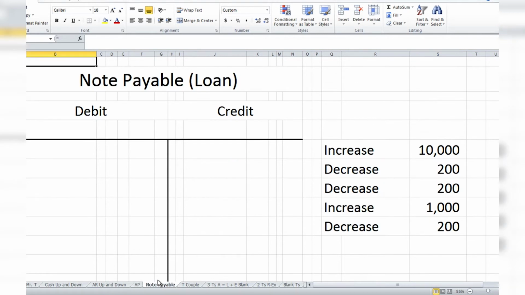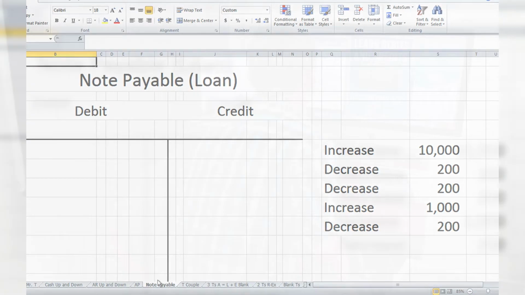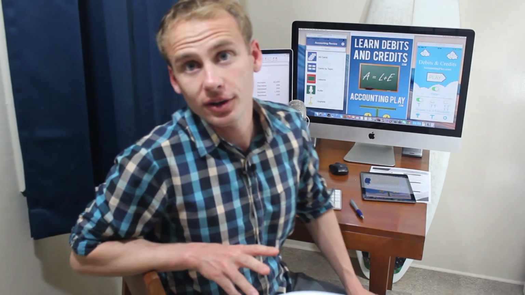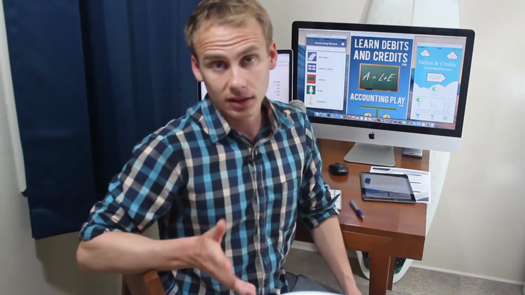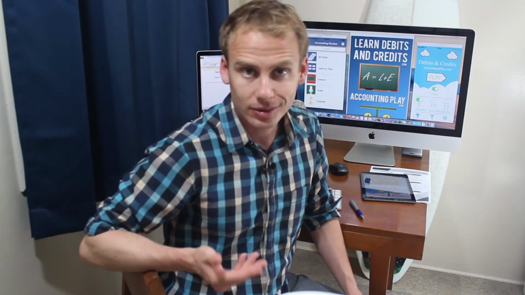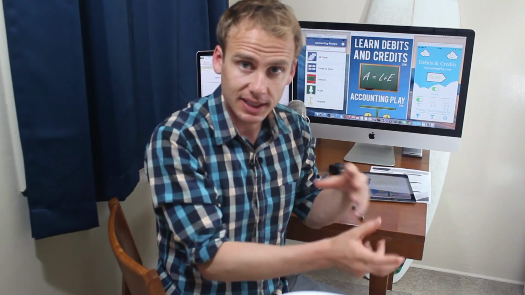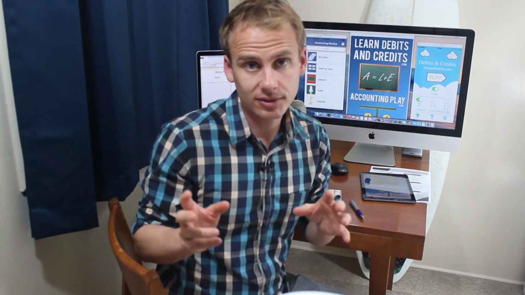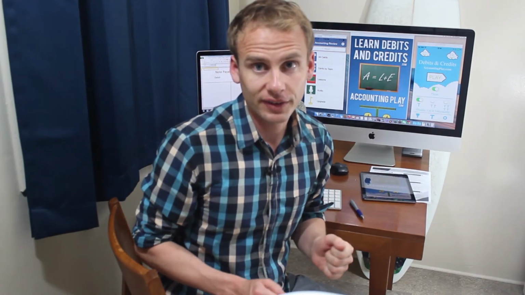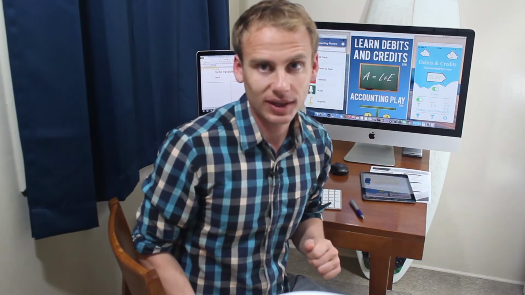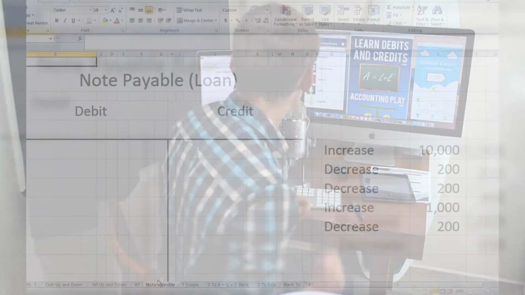Now let's talk about notes payable real quick. Notes payable might be a loan that you took from your brother-in-law or the bank, or it could even be a revolving line of credit, a specified amount of interest tied to something that you're going to pay every so often. Let's see what that might look like.